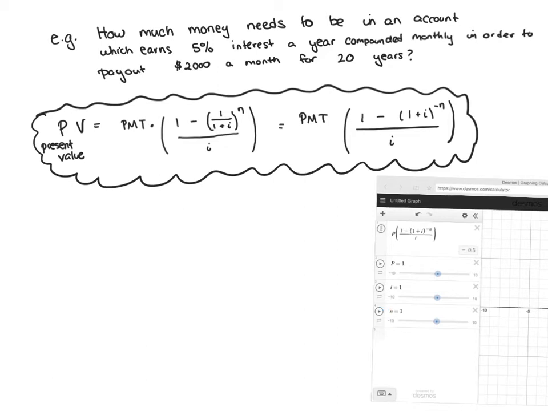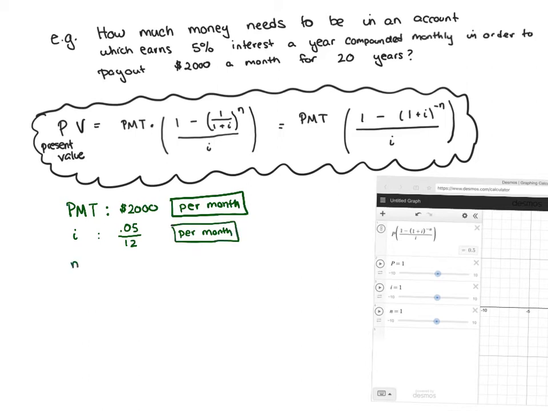Okay, so let's actually identify what our different pieces are. So the payment, that's just the amount of money you want to pay out per time period. So that's $2,000. And let's include here that that's per month. So now I know that everything has to be in months. So then my I needs to be the interest per month. So it's 5%, so 0.05 per year. I divide that by 12 because it's compounded monthly, and that gives me the amount per month.